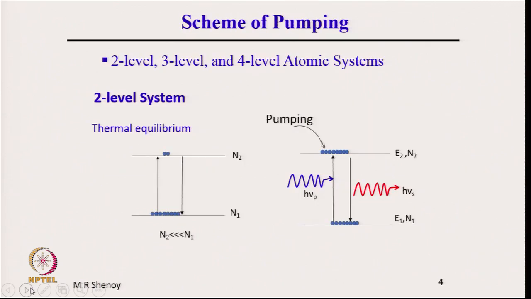So, first the scheme of pumping, and let us see first what are 2 level, 3 level and 4 level atomic systems. First, the 2 level system. What is a 2 level system? A 2 level system is an atomic system.